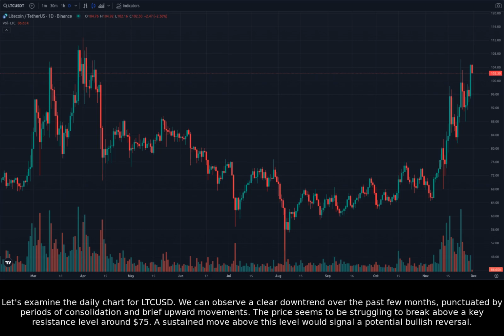Let's examine the daily chart for LTCUSD. We can observe a clear downtrend over the past few months, punctuated by periods of consolidation and brief upward movements. The price seems to be struggling to break above a key resistance level around $75. A sustained move above this level would signal a potential bullish reversal.